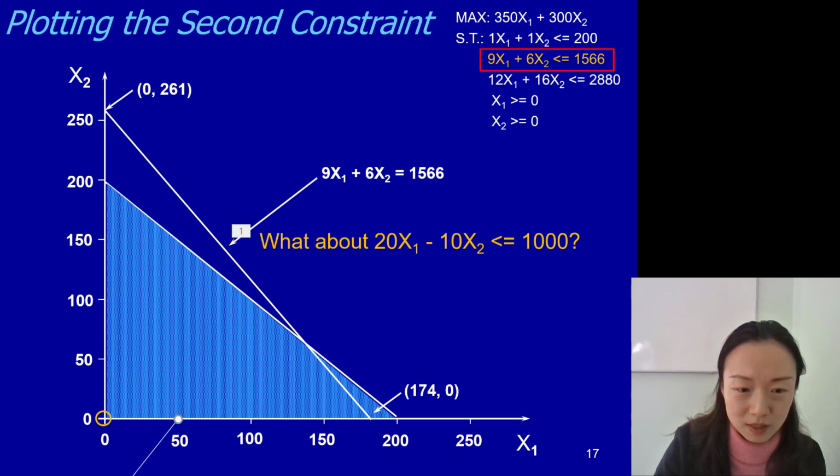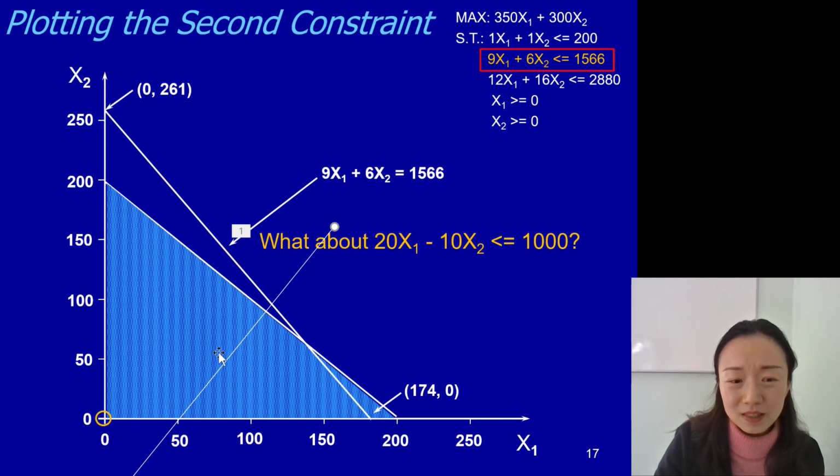And something like this. So the line would be something like this. Okay, so my other point is when x1 is 0, my x2 is -100. So that's why my line is something like this. Okay, so when you have this constraint, you remember that we draw it in a way that it's 20x1 minus 10x2 equal to 1000. Should we shade the area above it or under it?